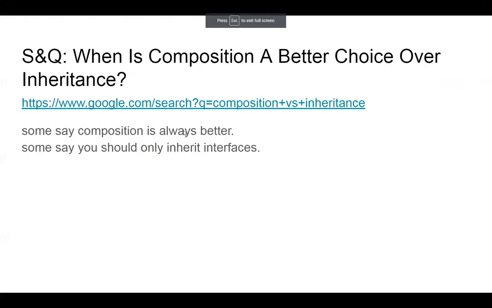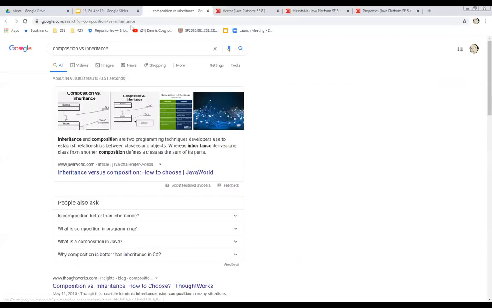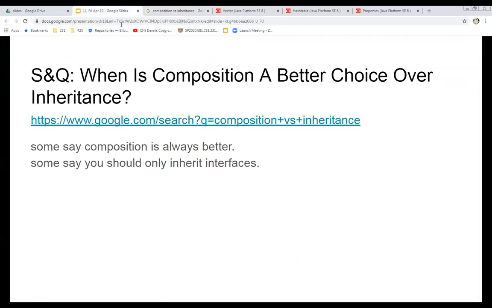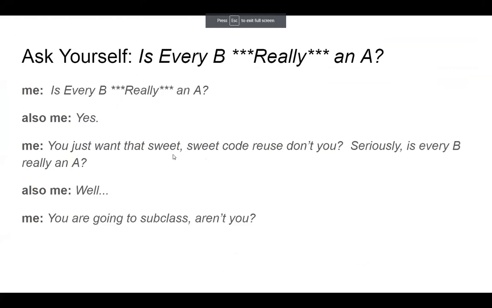There's some other things. If you do a Java Google search on composition versus inheritance, you'll find a ton of people going on and on about how this is a terrible idea. That composition is always better. You should never use inheritance. Some say you should only inherit interfaces, right? I'm not there either. I love inheritance. It's sweet. So let's talk about what you should do to figure out what you should be doing.